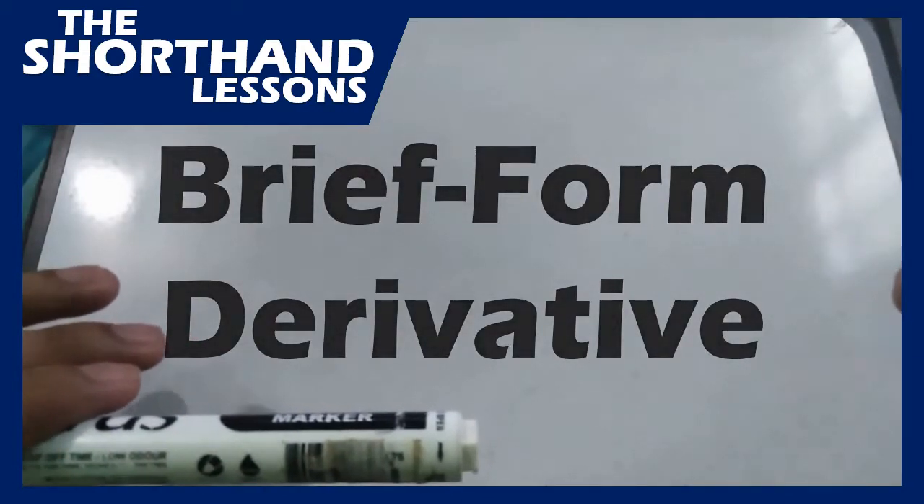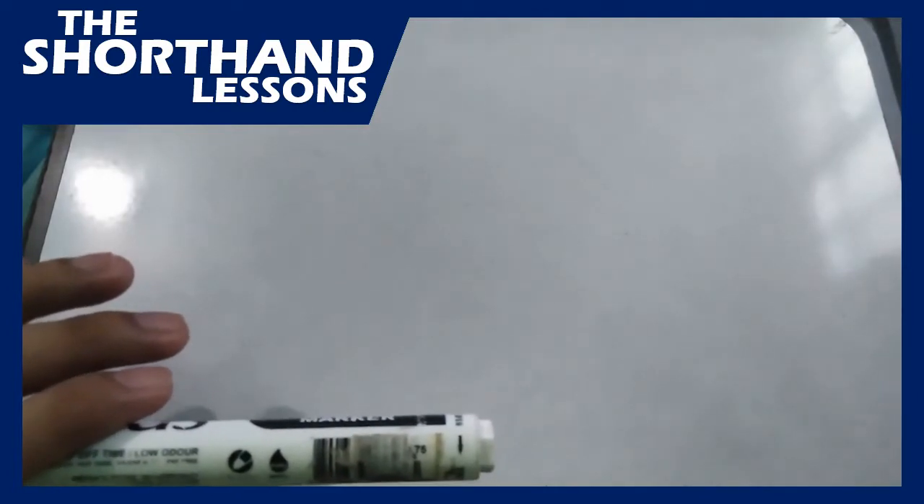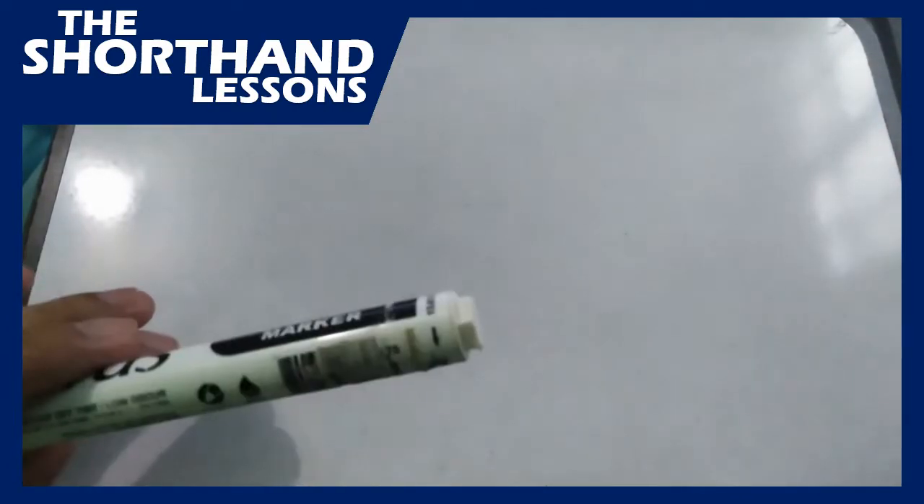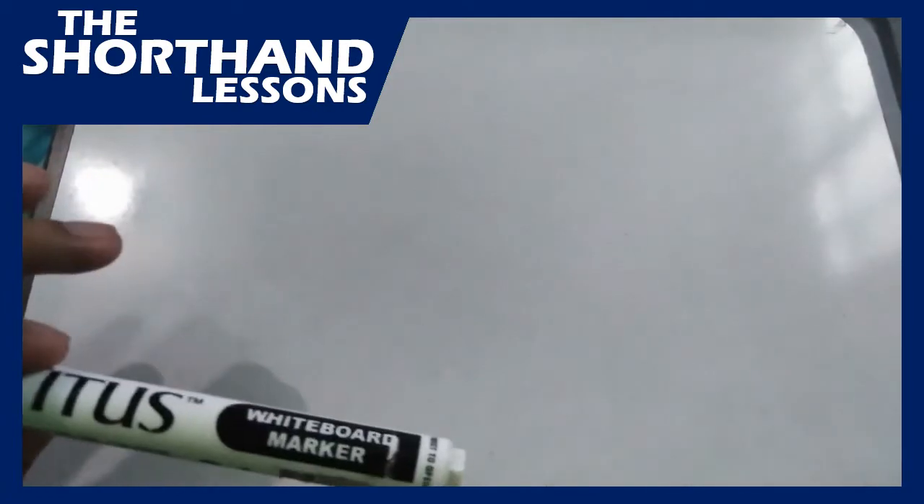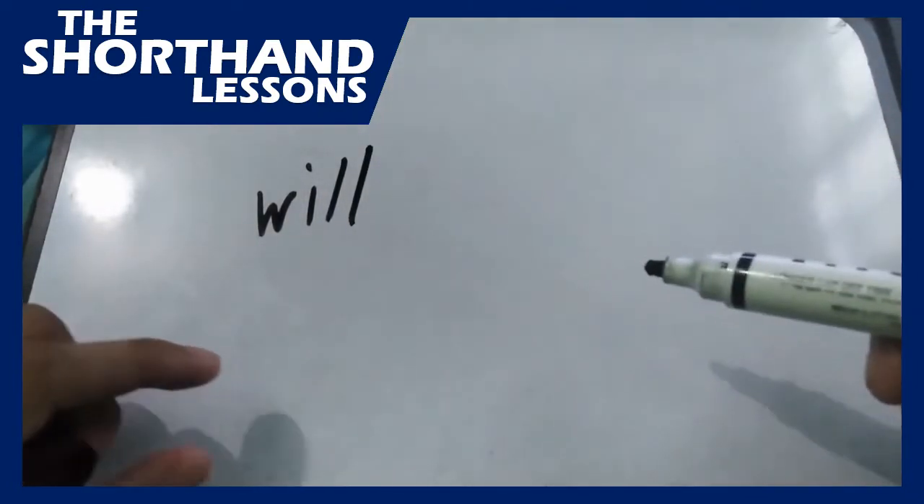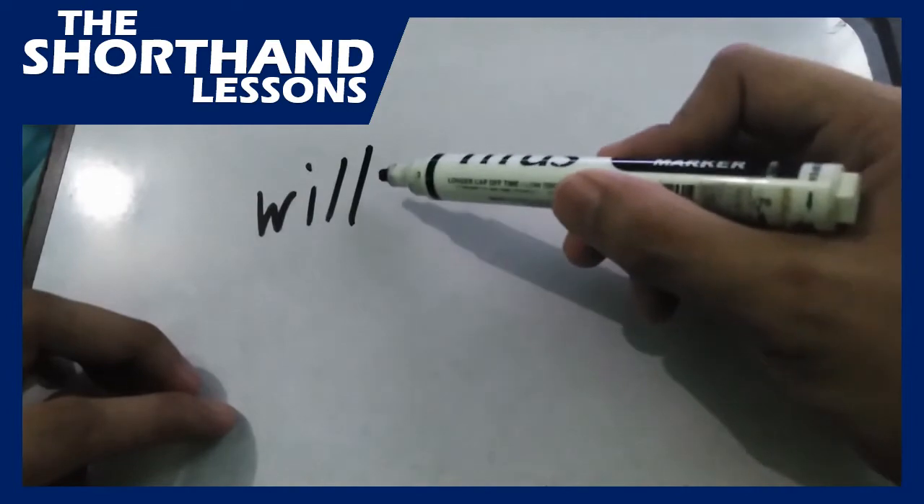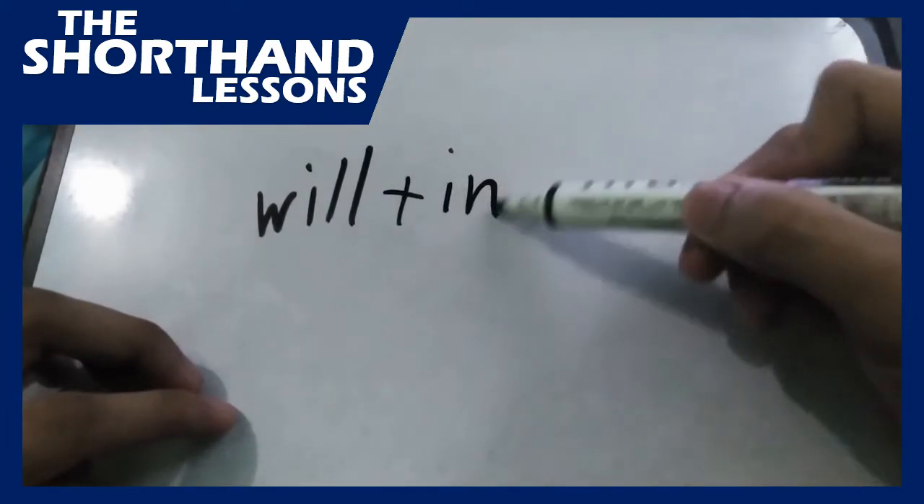After you learn those brief forms, we have what we call brief form derivatives. Some brief forms can be used for longer words by making the brief forms plural or past tense, or by adding a common prefix or a common suffix such as ing. One brief form derivative is possible using the alphabetic characters presented so far. For example, the word "will", which we discussed earlier, we can use as a brief form derivative. For example, the word "willing", will plus ing.